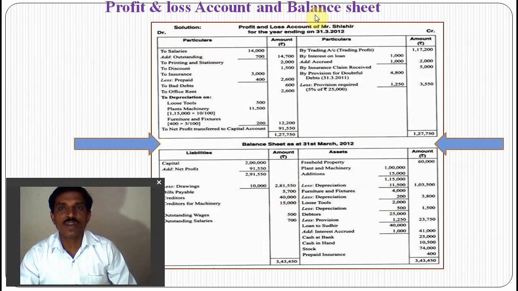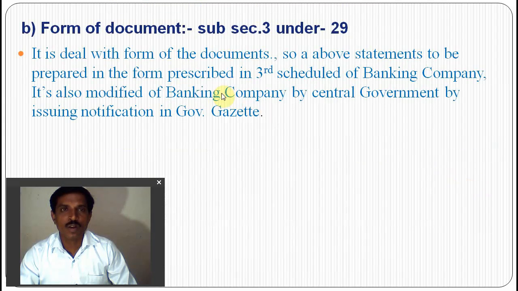Here we see a profit and loss account and balance sheet of one company of one person. A similar kind of balance sheet is prepared by the banking company. There are particulars, liabilities and asset sides in the bank balance sheet, and the bank mentions various things. It is an imaginary example of one person's balance sheet. A similar kind of balance sheet is prepared for the banking company before the end of 31st March.